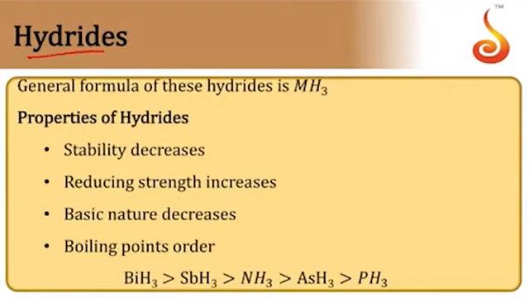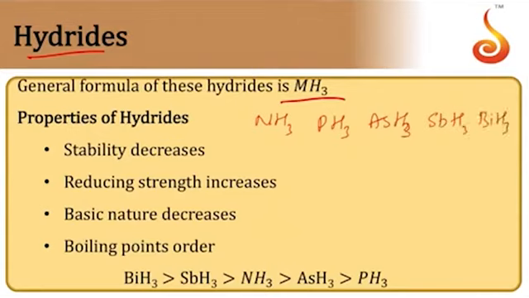The general formula of the hydrides is MH3. So they can be like this: NH3, PH3, AsH3, SbH3, BiH3. They are having the general formula MH3. Let us see the properties of these hydrides now. Stability: stability decreases down the group.